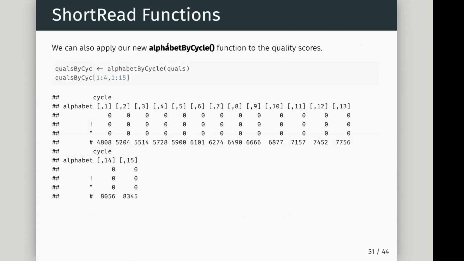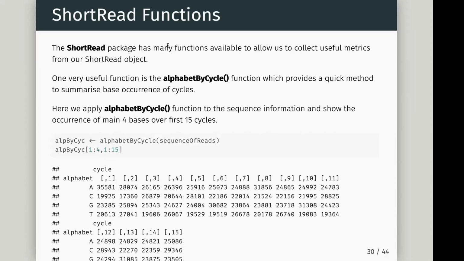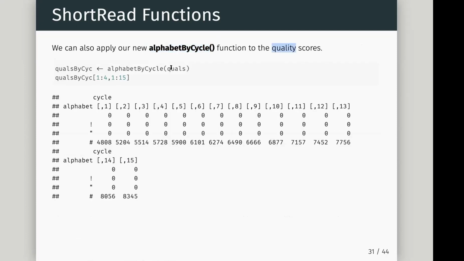Okay. So then the last thing we can do is use our new alphabet by cycle, but we can actually apply it to our quality scores too. And then this will just give us a reasonable idea that we have, for instance, on this cycle, this many of this score, this many of this score, this many of this score. This can also be very useful because although this is still our hash or our quote or our exclamation mark, we could actually translate this into a score and then use that for plotting later.